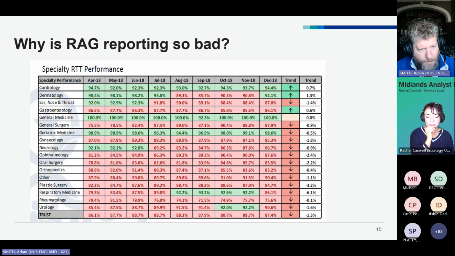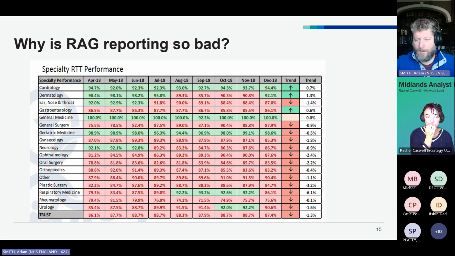Naughty me. So, the red boxes are telling us that we failed a target in that month. The green boxes are telling us that we passed the target. Some have got those weird amber boxes that I could never get my head around, that we're nearly passing and failing the target. Nonsense.